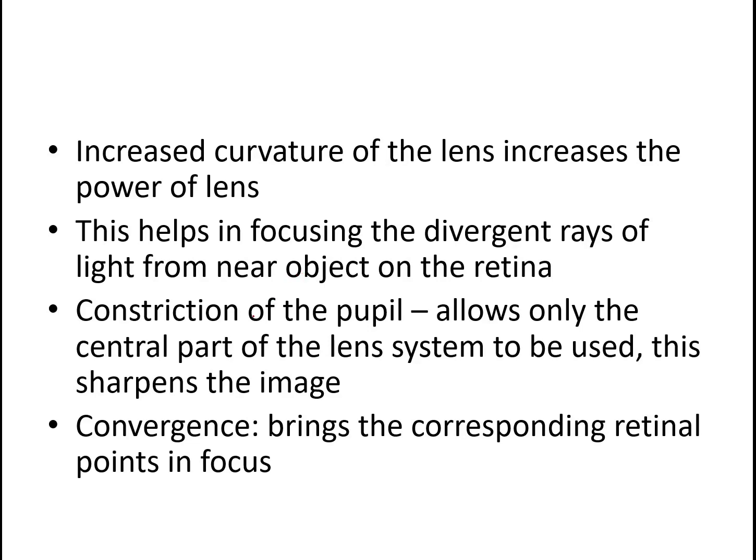Coming on to constriction of the pupil, this allows only the central part of the lens system to be used, and this will again sharpen the image or give clarity to the image. That's why the constriction of the pupil will reduce the amount of light entering, and only the middle part of the lens will be used for sharpening the image. Convergence will bring the corresponding retinal point into focus. That's how the convergence will help in accommodation.